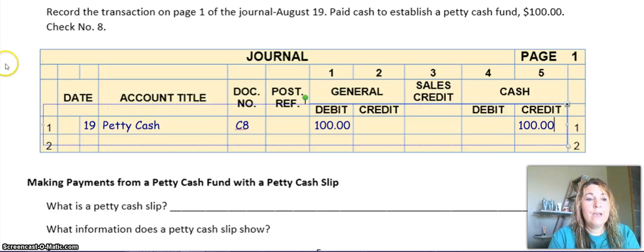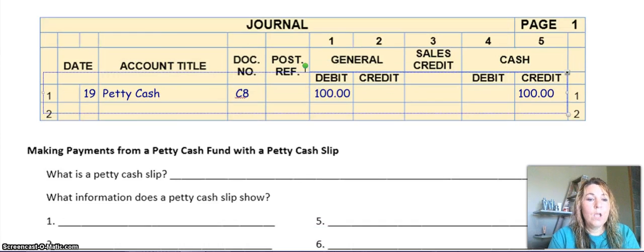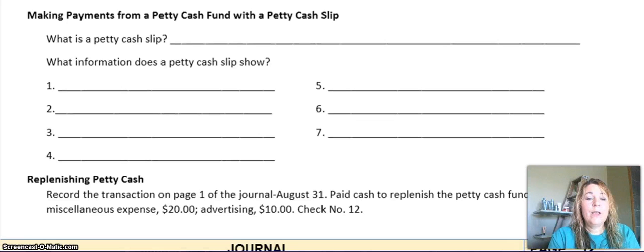Okay, now if we have that journalized, so now we have our petty cash set up and we're ready to make a payment from our petty cash. So making payments from the petty cash fund, we use a petty cash slip. And a petty cash slip is a form showing proof of the petty cash payment.